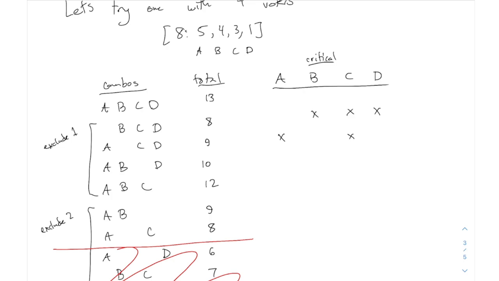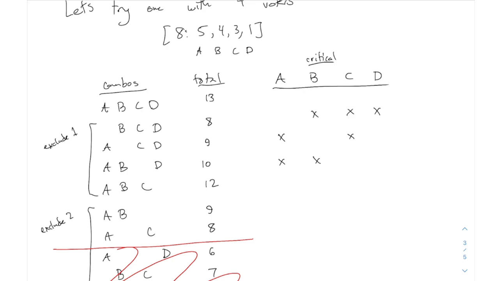What about A, B, and D? Who's critical in here? Yeah, somebody said A and B. I agree. D is not critical here because it's 10, and if I take away D, which is only 1, it's still 9, which is still meeting the quota. A and B are necessary to get to the quota here. So it's like that. And then in A, B, C, adding up to 12.